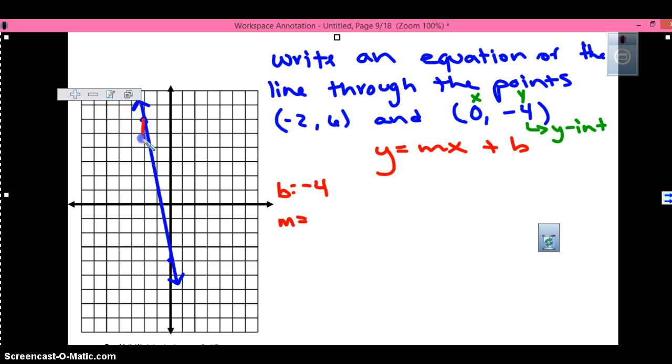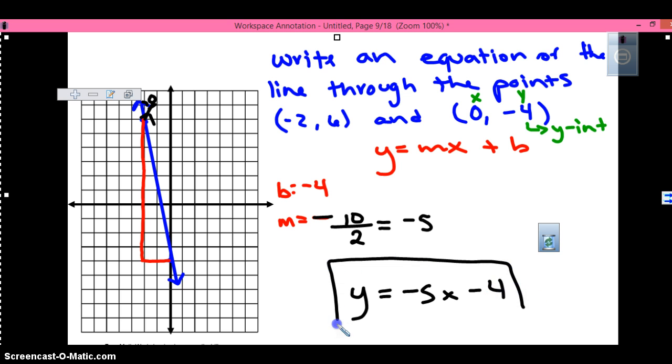We can find slope by counting. Would this be a positive or a negative slope? Negative slope. If we draw the stickman at the farthest left, he's walking down. Now the rise would be 1, 2, 3, 4, 5, 6, 7, 8, 9, 10. And the run would be 2. Can we simplify this? Yes, -5. So when we write our equation of the line, we would say y equals negative 5x minus 4, because the y-intercept is negative. That's y minus 4.